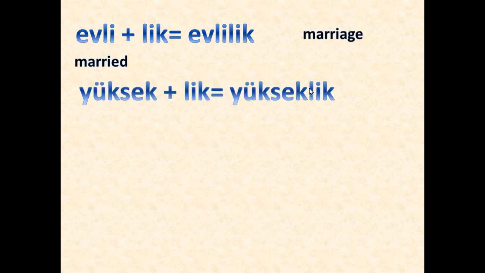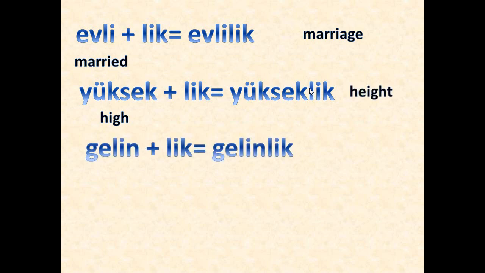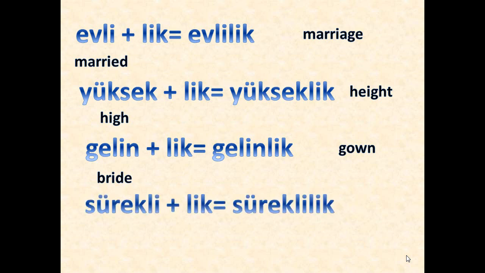Evli plus lik becomes evlilik. Evli means married. Evlilik means marriage. Yüksek means high, plus lik becomes yükseklik, which means height. Gelin, lik, gelinlik. Gelin means bride, gelinlik means gown. Sürekli, plus lik, süreklilik. Sürekli means frequently. Süreklilik means being frequent, something being frequent.